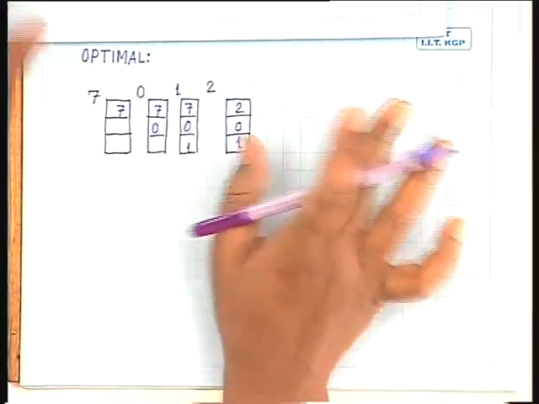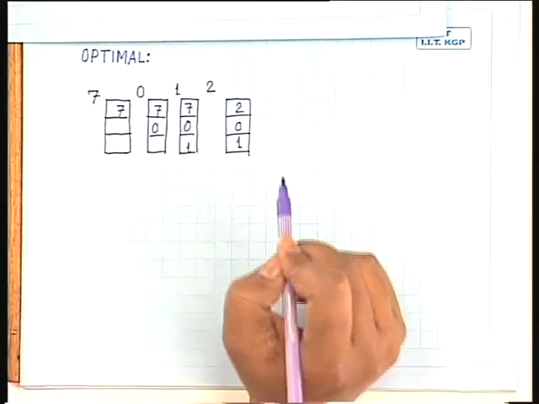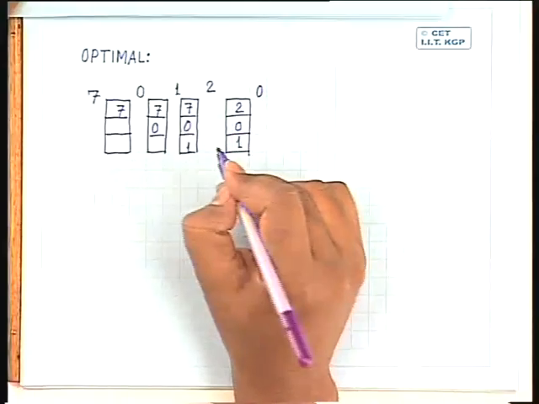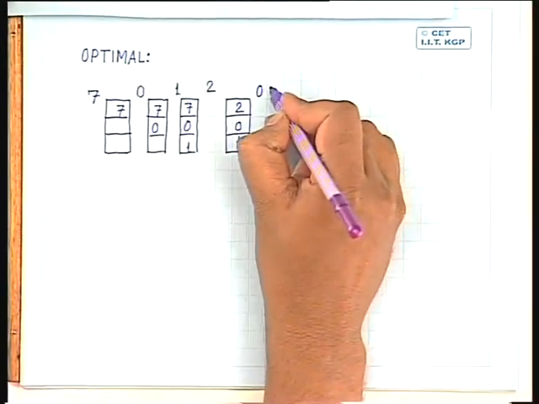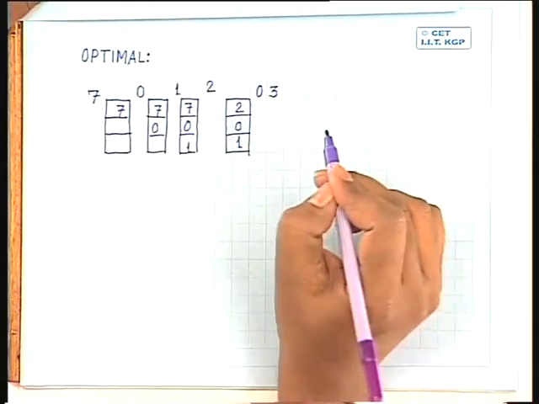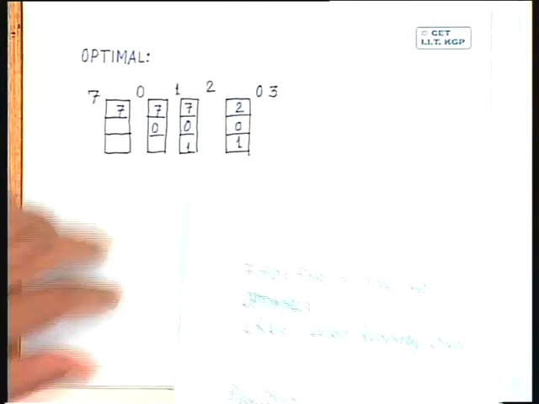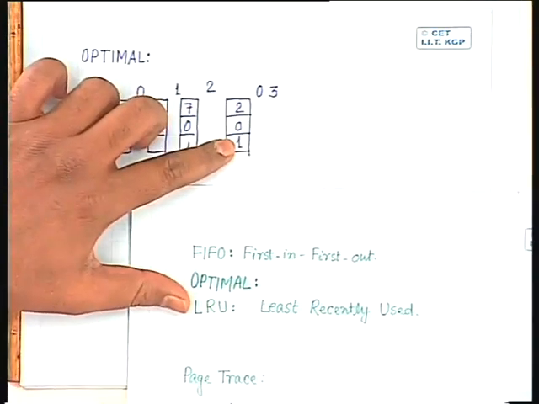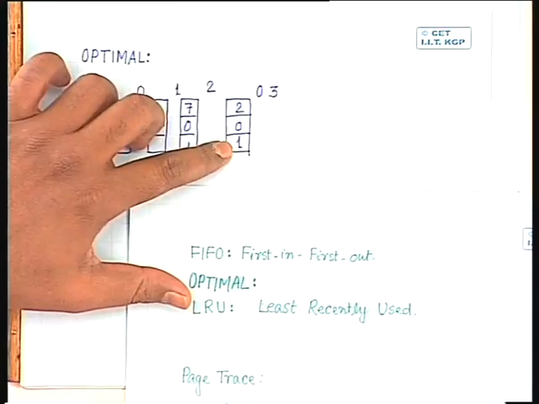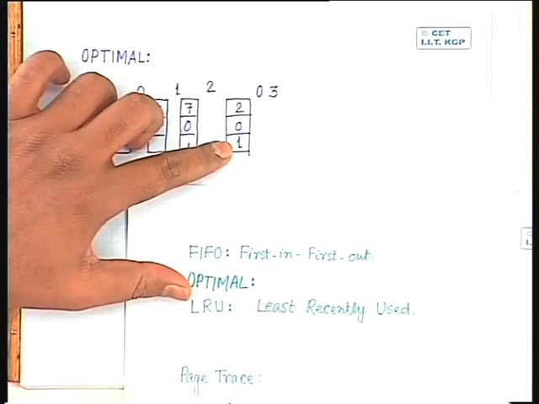Okay, so for the time being, let us assume that I know how the pages are going to be referred. Okay. So I replace page number 7 by page number 2 because it is page number 7 which will not be referred for the longest duration. Next time 0 is referred, there is no page fault. Next time 3 is referred, again there is a page fault. Okay. So again when 3 is referred and I have a page fault, then out of these 3 pages I have to find out the page which will not be referred for longest duration.